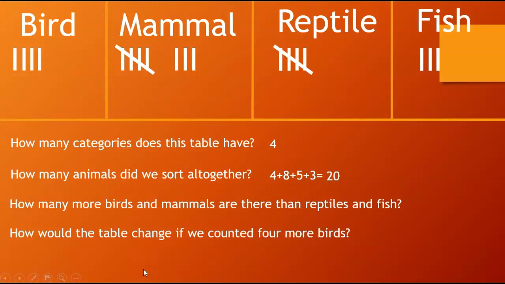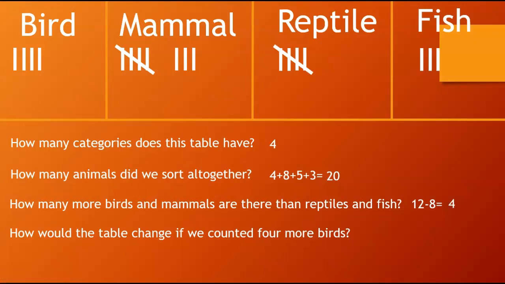The next question is, how many more birds and mammals are there than reptiles and fish? Are we going to add or subtract to figure this out? It says how many more, right? We need to subtract. So first we need to add up how many birds and mammals there are together. So let's see, there's a group of 5, 6, 7, 8, 9, 10, 11, 12. So there's 12 altogether here. And how many reptiles and fish do we have? Here's a group of 5, so let's start at 5, 6, 7, 8. So 12 minus 8 would be our number sentence. And what is 12 minus 8? Go ahead and figure that out on your own.